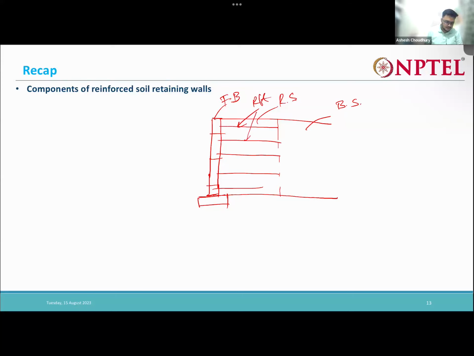And below we have the foundation soil. So foundation soil, backfill soil, reinforced soil, reinforcement, and the facing blocks. Okay, and also this leveling pad. So these are the main basic components of the reinforced soil walls.